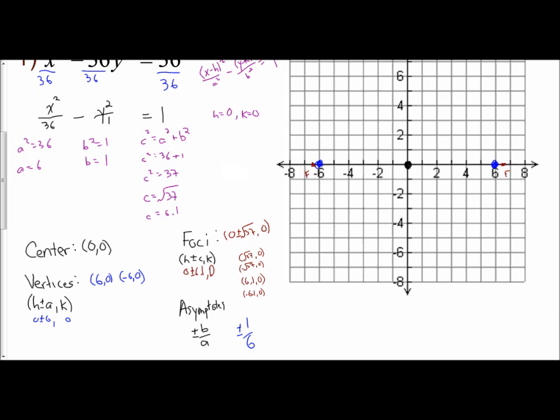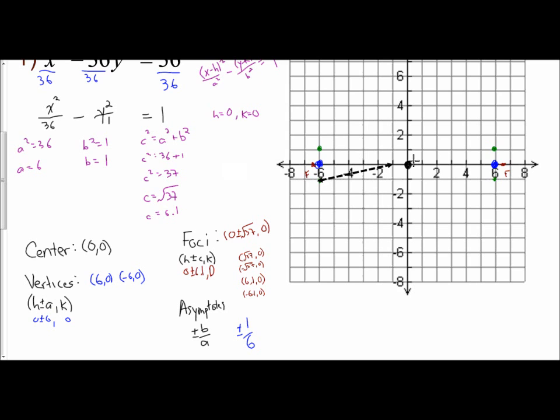So how do we use that? From the center, go up 1 and to the right 6. And then you go down 1, left 6. And you repeat it with the negative slope now. You go down 1, right 6. And you go up 1, left 6. So you use the slope to help you graph the asymptotes.